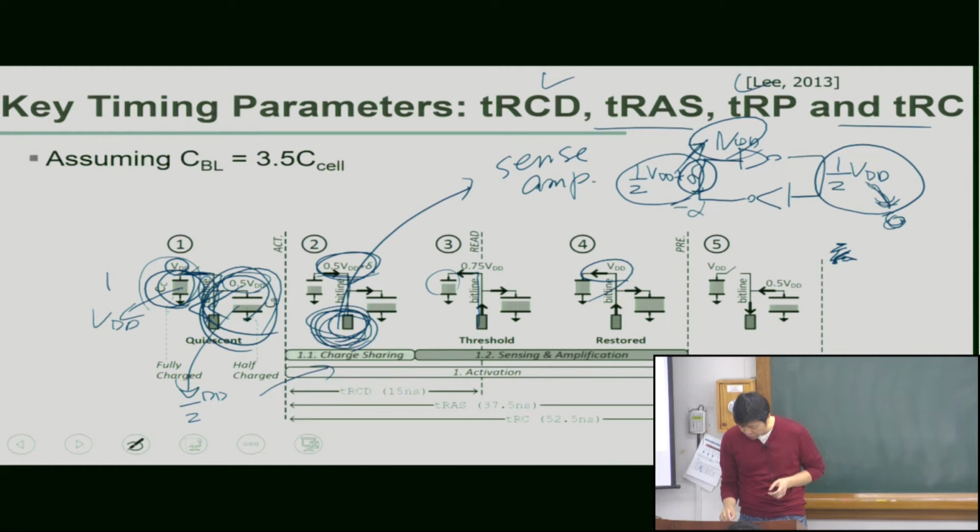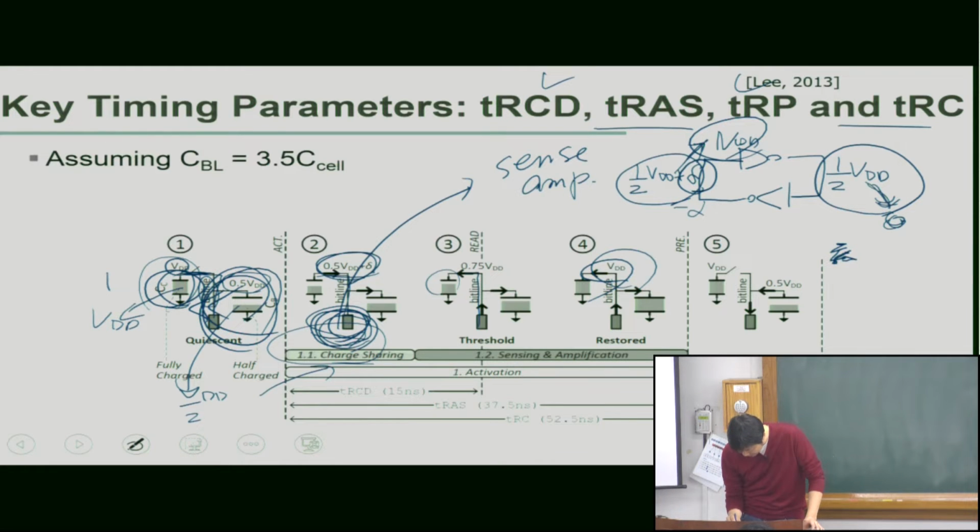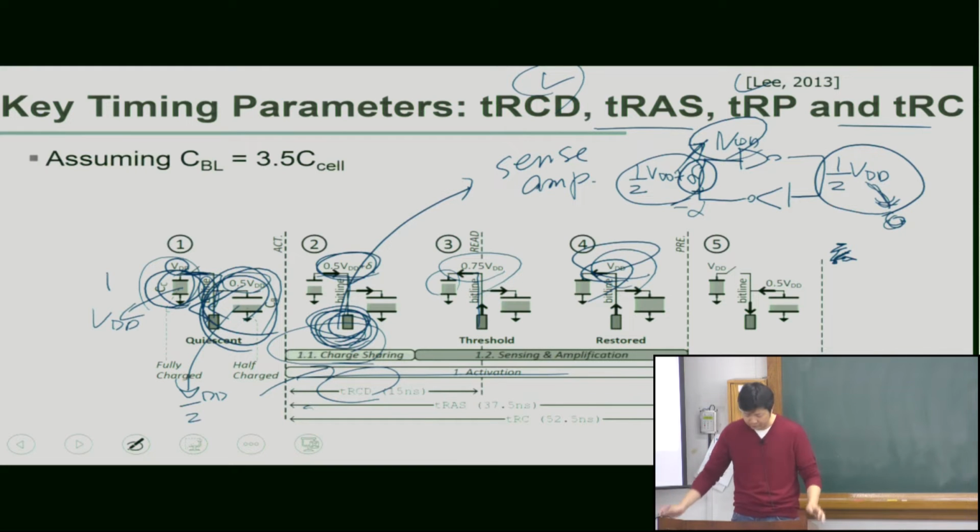So initially, there's charge sharing, and this small delta will be sensed and amplified by the sense amplifier, and eventually this bit line will become VDD in this example. Okay, so this tRCD is the activate to read delay. Once it reaches about 75% of the voltage level, now you can provide a read command. So now you can start column access, and eventually this voltage becomes fully restored to VDD.